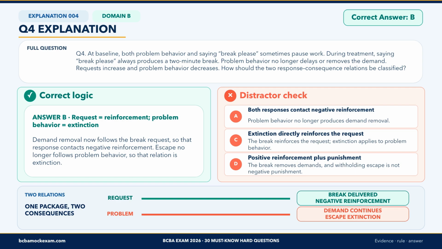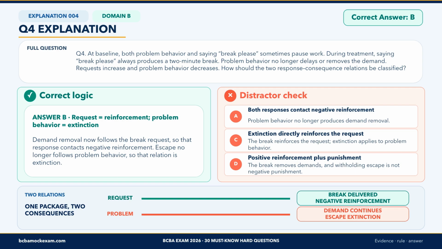The same package arranges different consequences for two response classes. Demand removal follows the request, but no longer follows problem behavior. Removal of demands strengthens the request, which is negative reinforcement. Continuing the demand after problem behavior withholds the previously produced escape consequence, which is escape extinction. The two horizontal tracks prevent us from collapsing the relations.